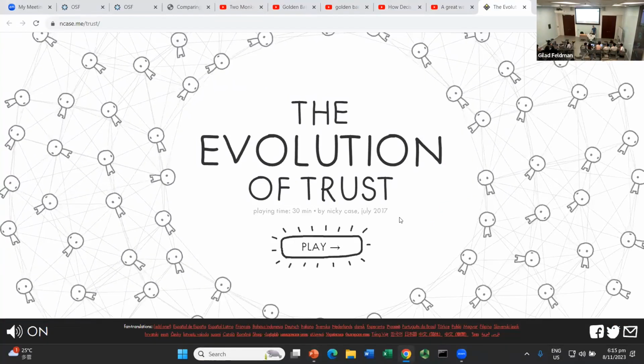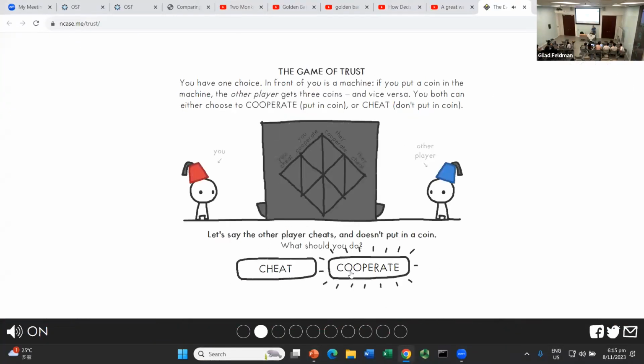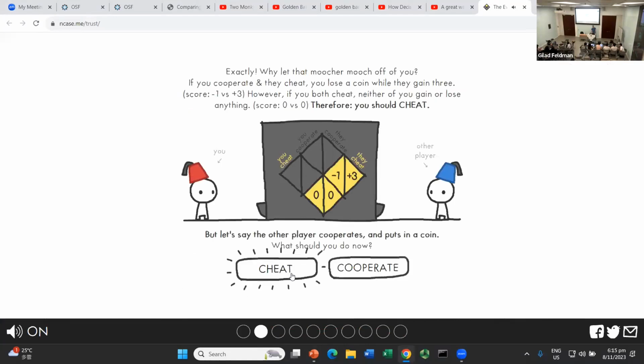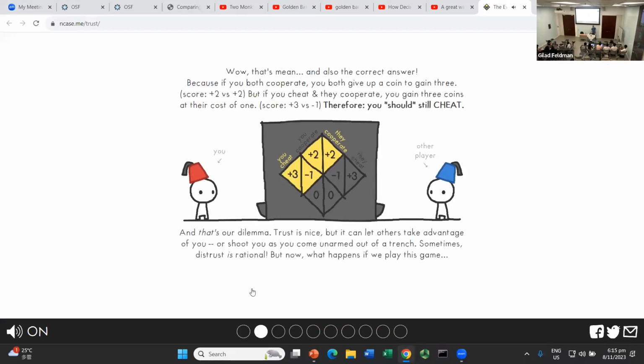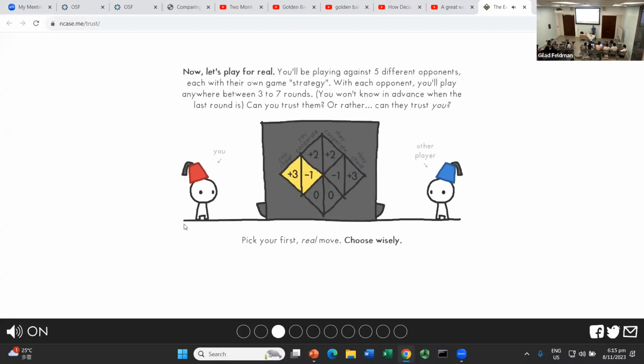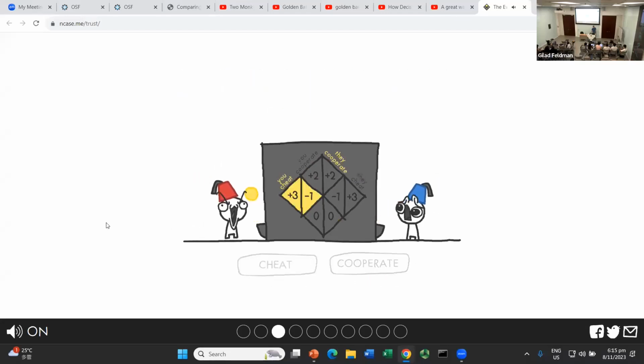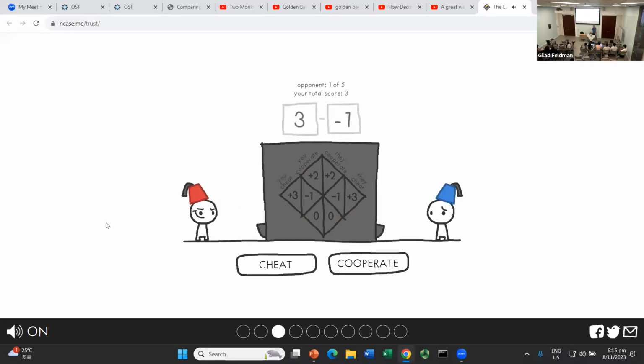So you play a game, and you need to decide whether to cheat or cooperate, and then you can see what happens. They explain the stakes. Then you can stop playing. Choose wisely. But then there are multiple iterations, so you can see what happens. At the beginning you gain, but then both of them defect. So what you do is going to affect what the other person is doing. And it keeps on going. So it's a very clever game.